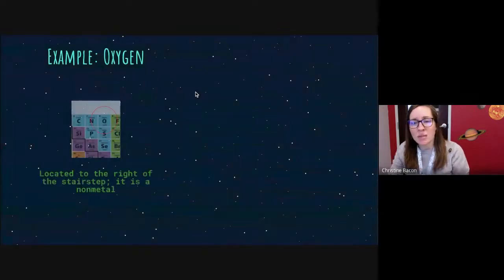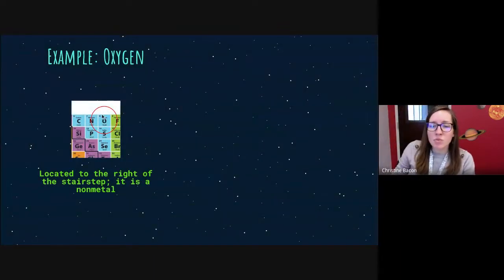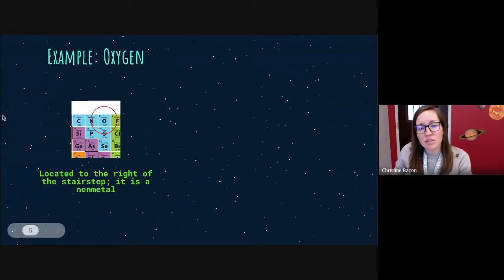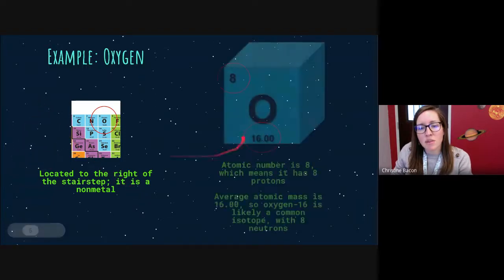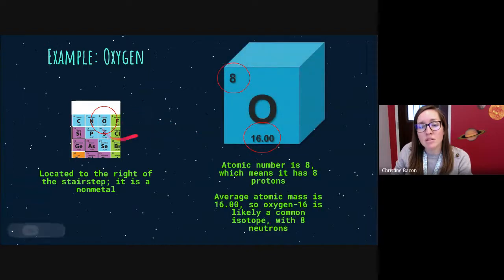So let's take, for example, oxygen. We've got oxygen, which is located to the right of that metalloid stair step. The metalloid stair step is what separates the metals on this side of the periodic table. Let me get my laser pointer here. We've got the metalloid stair step right here, and it separates the metals on this side of the table with the non-metals on this side. Okay, so oxygen is a non-metal.